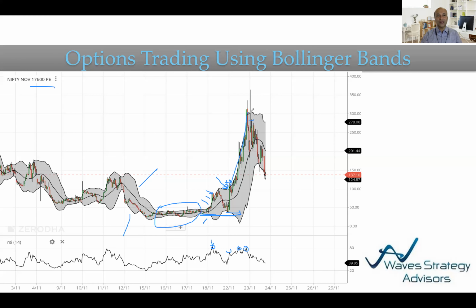So this is a very classic way of trading options with limited risk and potentially a lot of reward that you can see if it goes in your favor. So that's how you have to look at it.